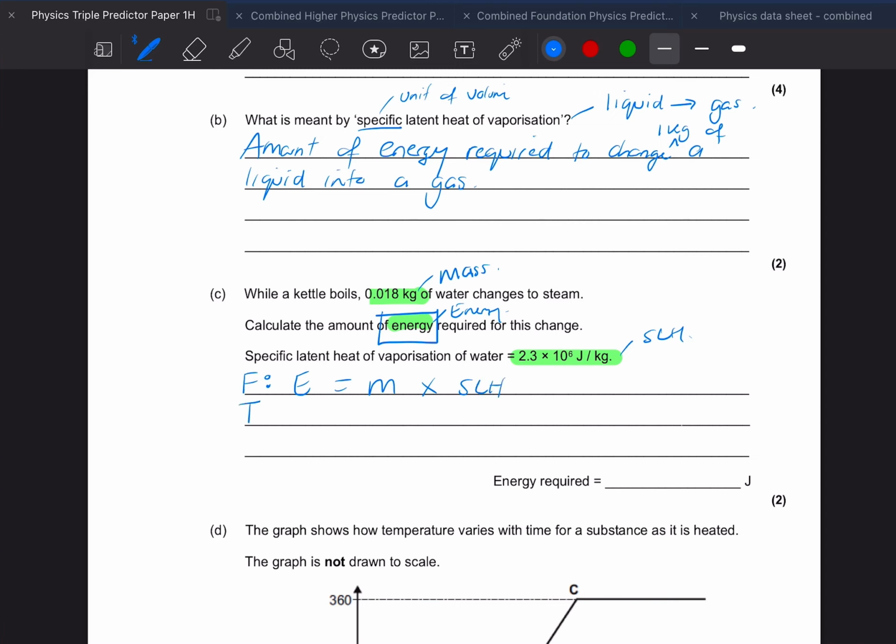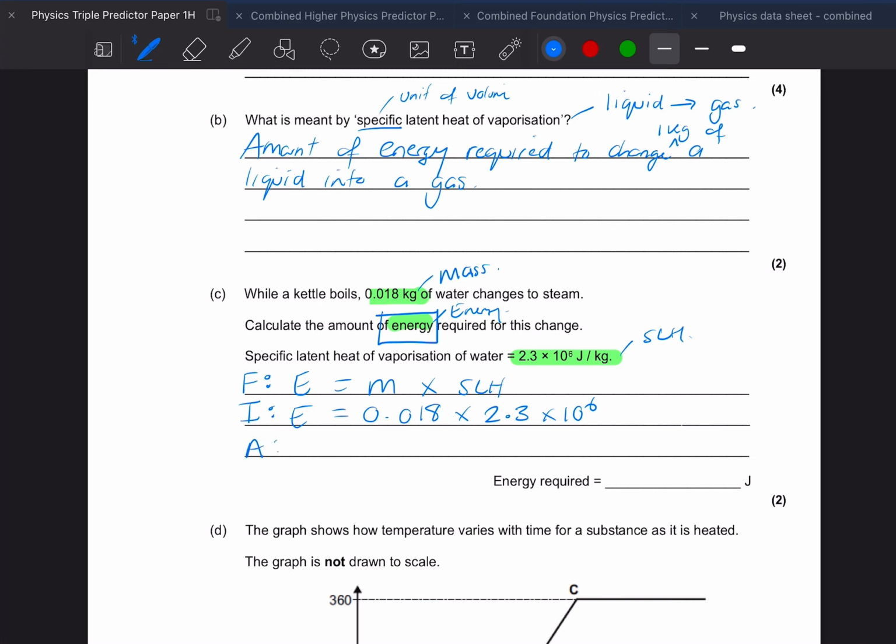So let's input that data. We want energy, so that's already the subject, so we don't need to rearrange. That's good. So 0.018 kilograms times 2.3 times 10 to the power of 6. We do not need to fine tune this anymore. We can just get our answer.